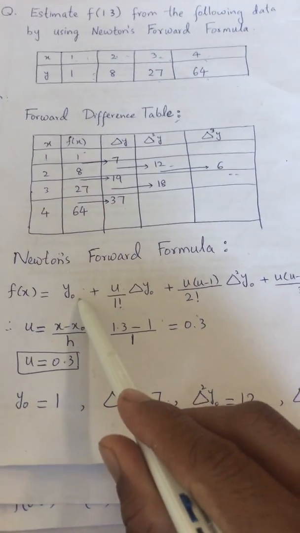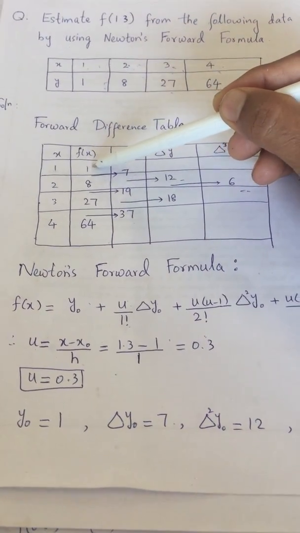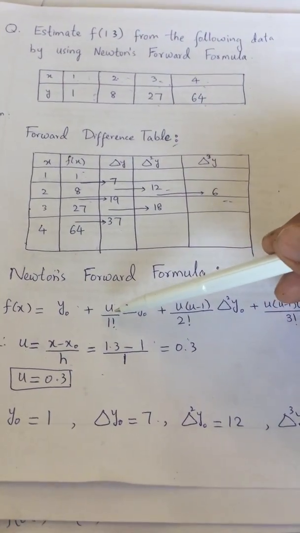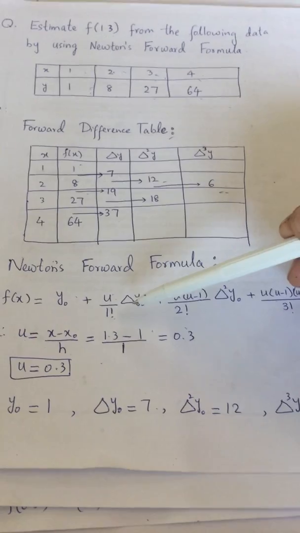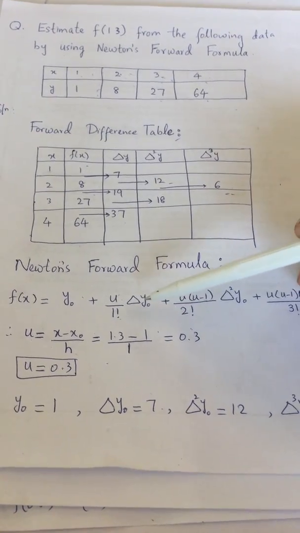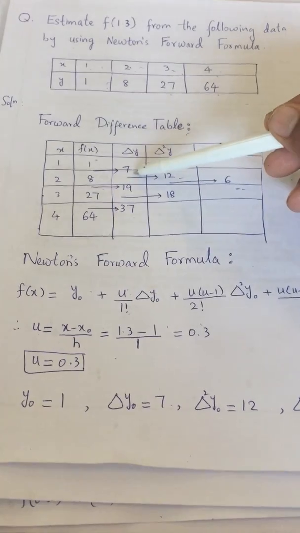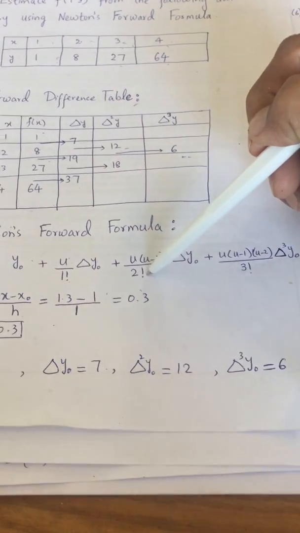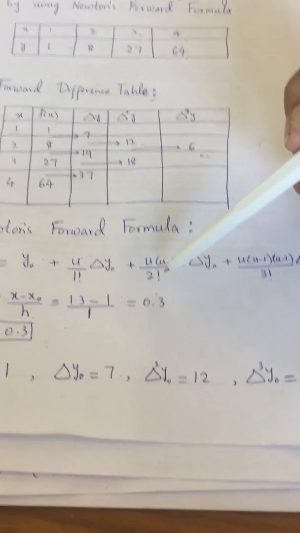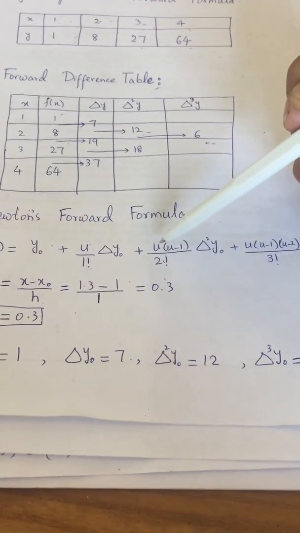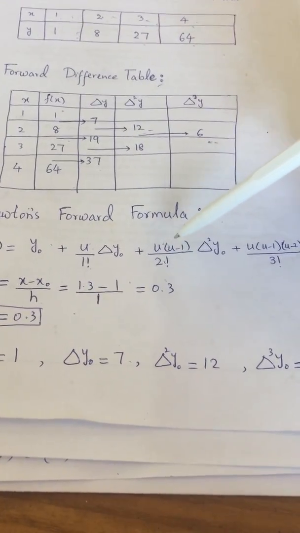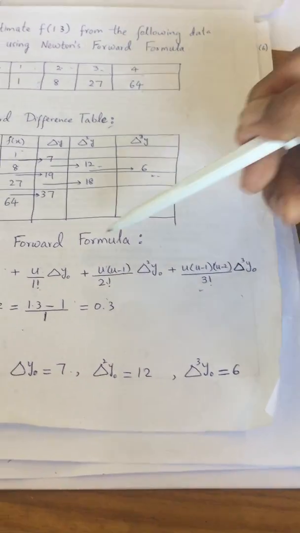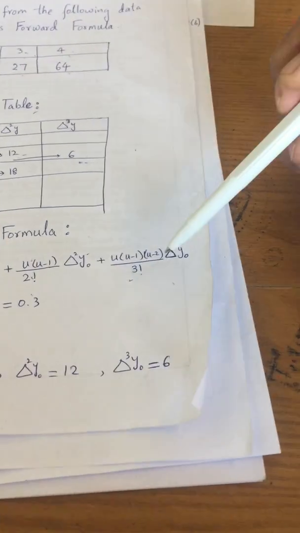F of x is equal to y naught, where y naught is here 1, x naught, y naught, x1, y1, plus u over 1 factorial times delta y naught. In the first order difference here, delta y naught is 7, delta 2 y naught is 12, delta 3 y naught is 6, right? And the next term is u into u minus 1 over 2 factorial, then u into u minus 1, u minus 2 over 3 factorial, with delta 2 y naught and delta 3 y naught.